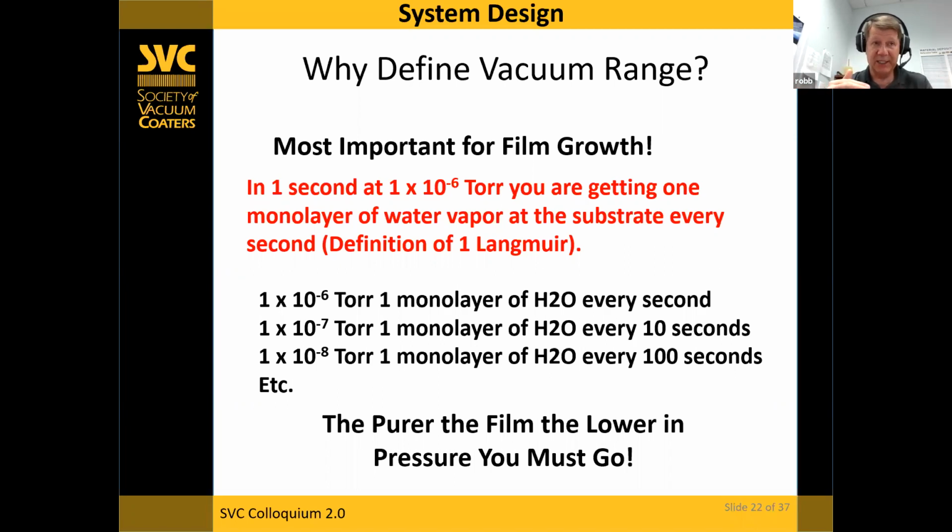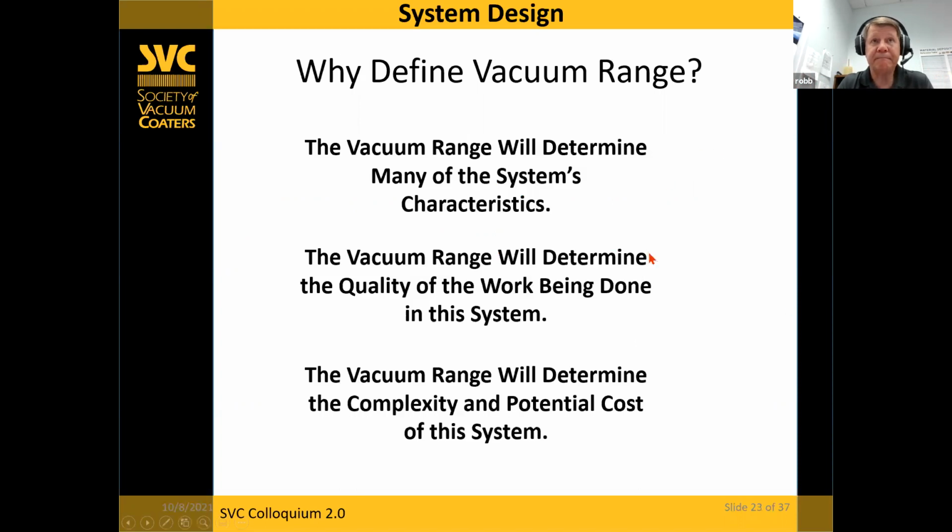So people define lower and lower pressures in their vacuum system if they need super pure films. And it's based on this outgassing rate, basically, of water vapor. The purer the film, the lower in pressure you must go. So we've seen that the vacuum range will determine many of the system characteristics. The vacuum range will determine the quality of work being done in the vacuum system, and the vacuum range will determine the complexity and potential cost of the system.